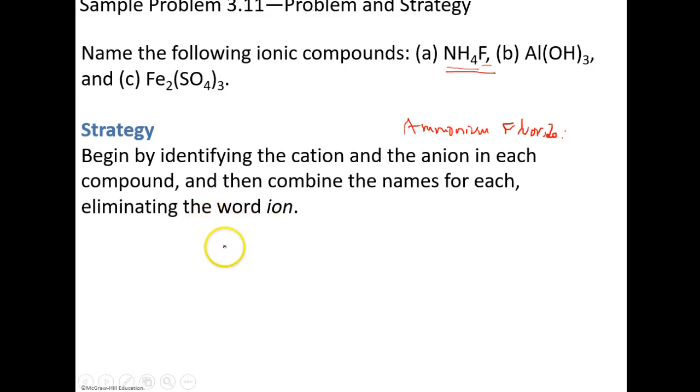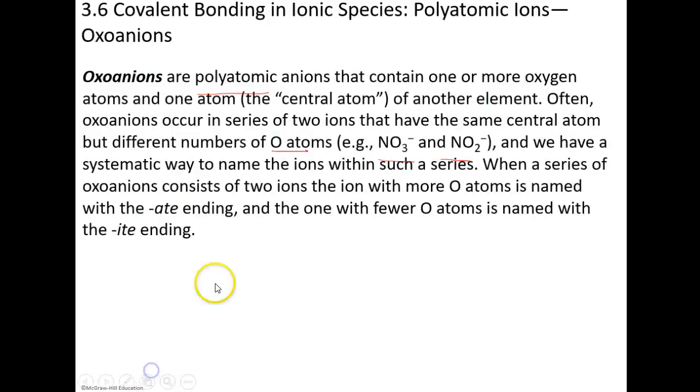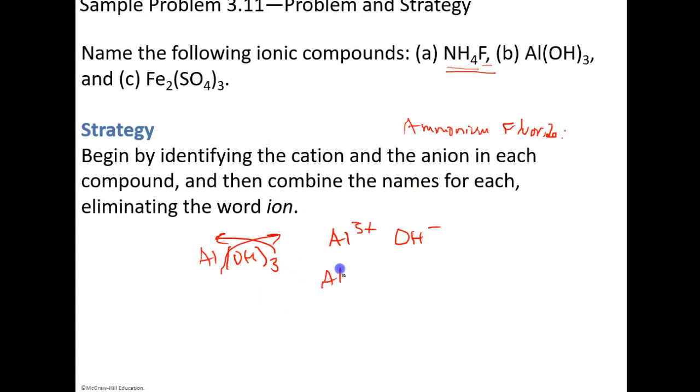Okay, we are back. The next one, Al(OH)3. Do the crisscross applesauce. Make sure everything is correct. So Al 3 plus, OH minus. Aluminum should have a 3 plus charge, so this is correct. And the OH minus, if you look back on your polyatomic chart sheet, the OH minus is called hydroxide. So this is aluminum hydroxide.